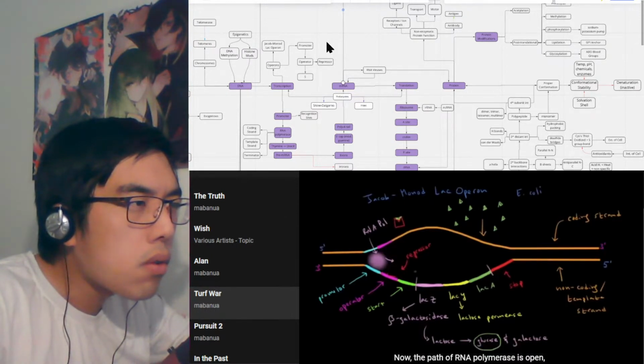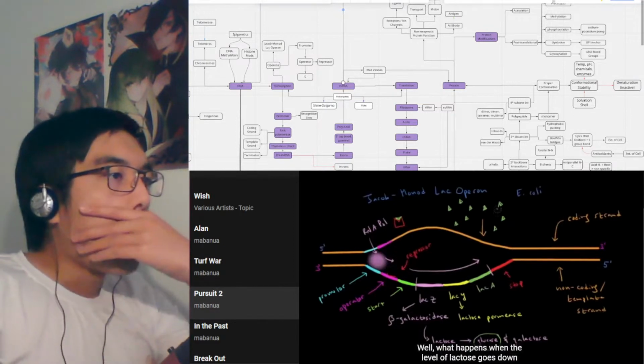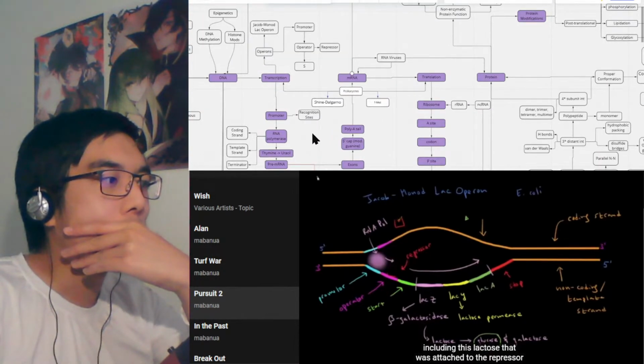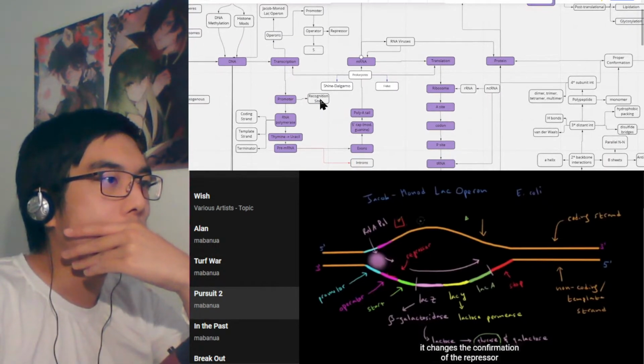Now the path of RNA polymerase is open, so it moves in this direction and transcribes all these genes. We make beta-galactosidase, we make lactose permease, and we have all the enzymes that we need to metabolize lactose. Well, what happens when the level of lactose goes down and we've broken down more lactose? Let's get rid of some more lactoses. Now they're all taken care of, including the lactose that was attached to the repressor. When the lactose comes off of the repressor, it changes the conformation of the repressor and causes it to go back onto the operator site. So let's put it back where it was.